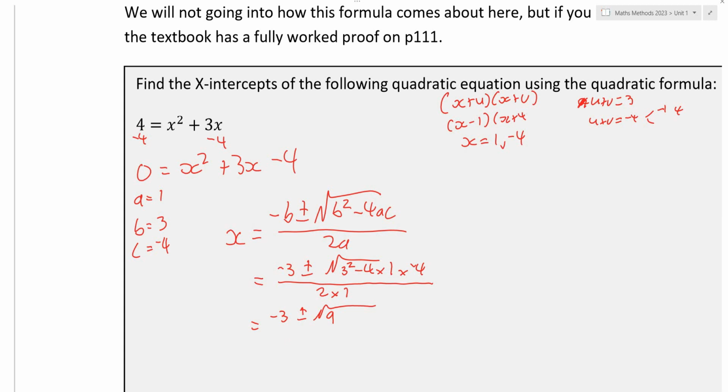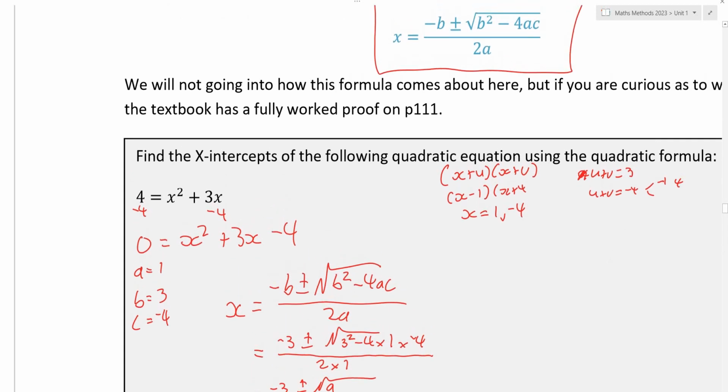Okay, this symbol here, let me just scroll up. This symbol here means do both. We have to both plus it and we have to minus it away. Alyssa.